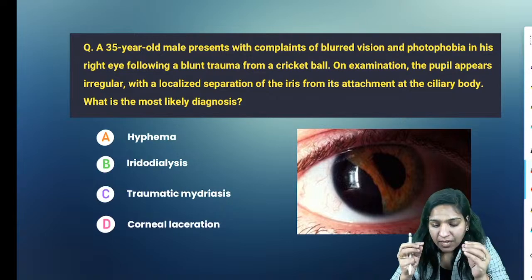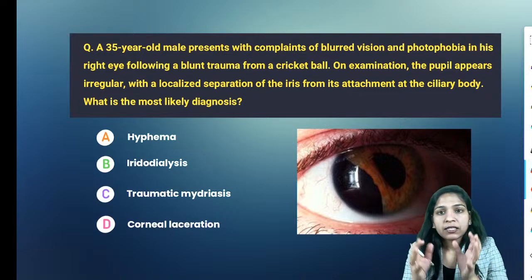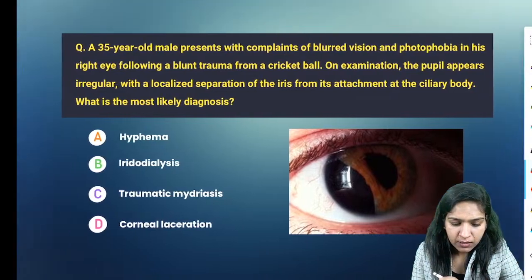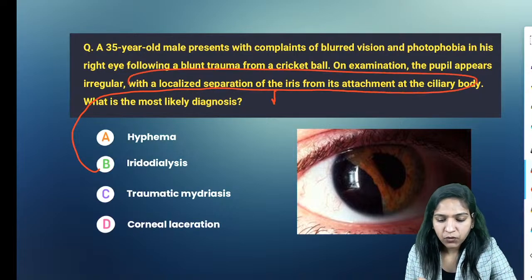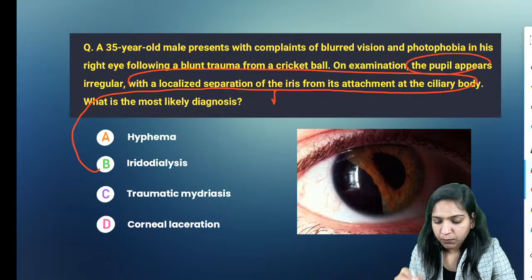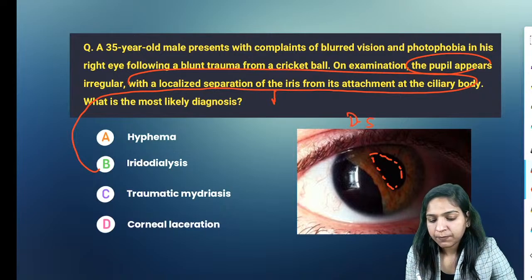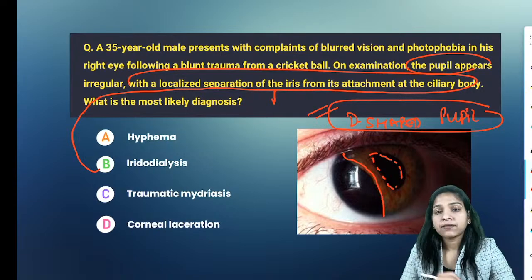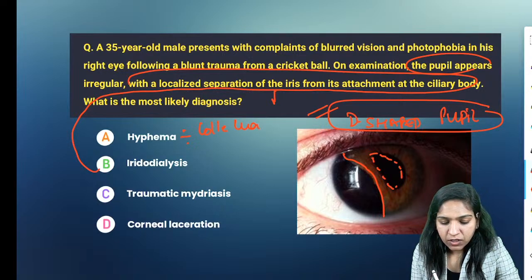So this is very much evident from this diagram that it is iridodialysis. Iridodialysis is the separation of the iris from the ciliary body, right? And in this, if you can see, they have mentioned that there is an irregular pupil. And if you can see in this diagram, the pupil is D-shaped, and there is detachment of the iris from the ciliary body, right? So hyphema is the collection of blood in the anterior chamber.